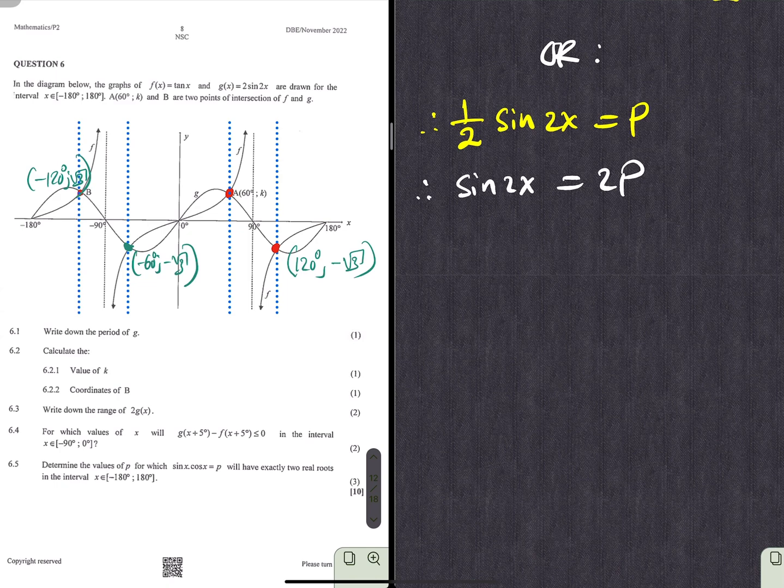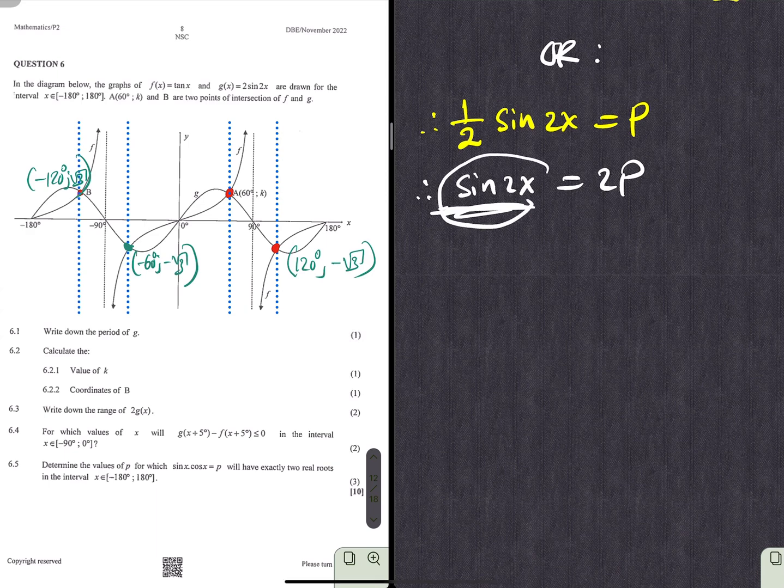Check something. Sine 2x, you seem to be having just right here. So what you can do, maybe before you even go further, is say what is the maximum and the minimum of this graph. So that is plus or minus 1, this graph.